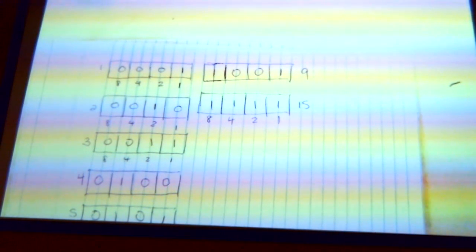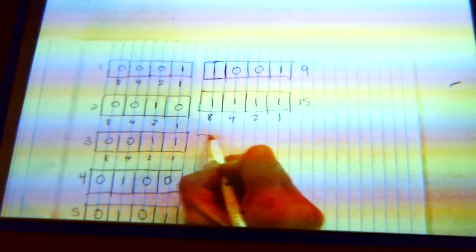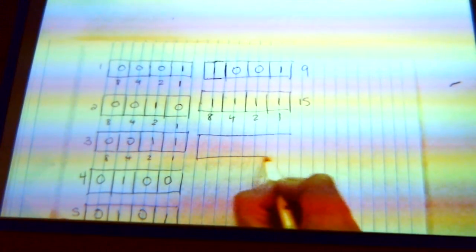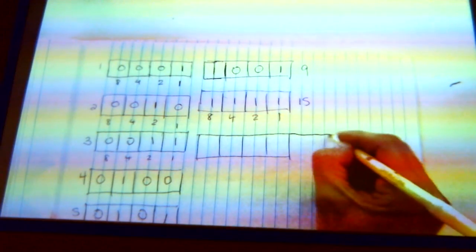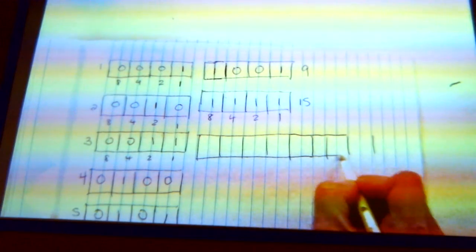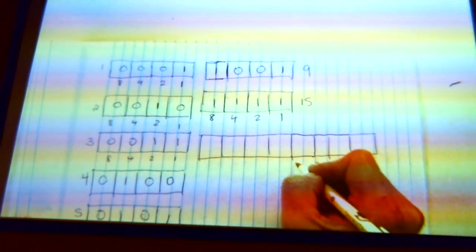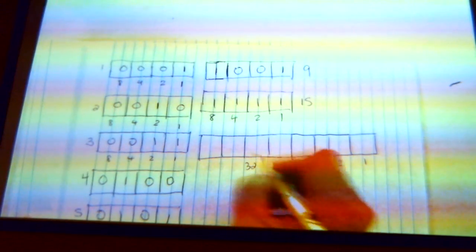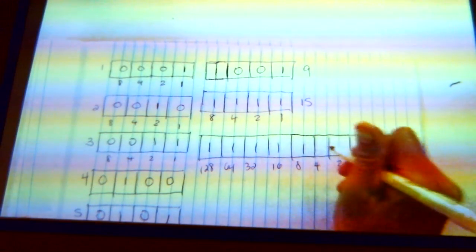Got it? So what if we need to go beyond 15? Then that's when we start doing another block of 4. So now we have 1, 2, 4, 8, 16, 32, 64, and 128. If I set every single one of these bits, what is that equal to?